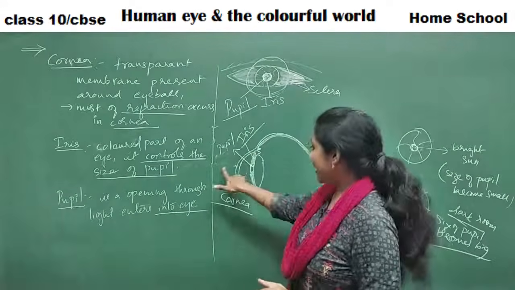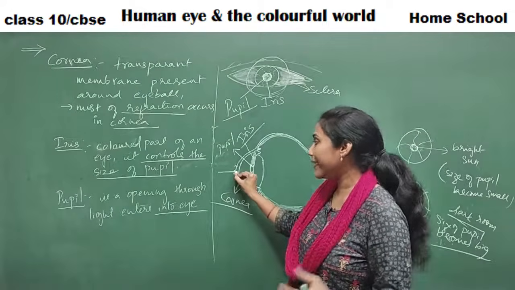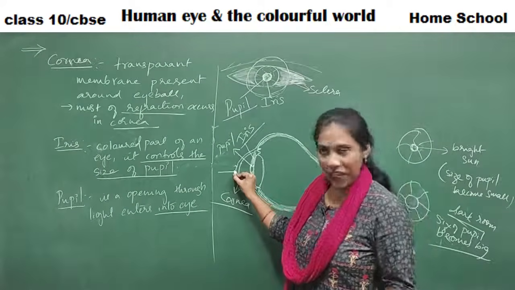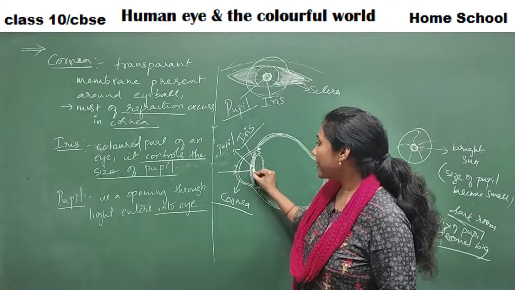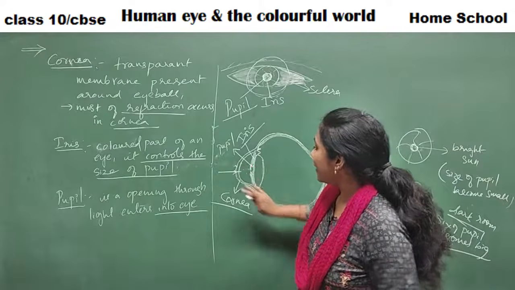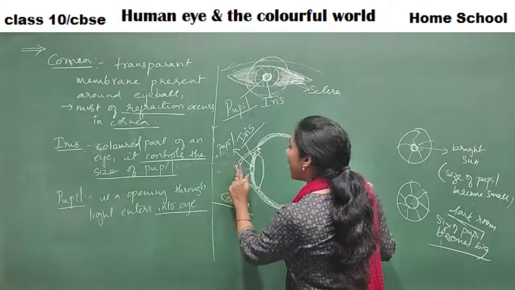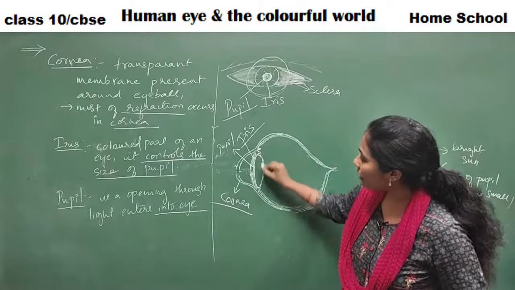First and foremost, light is entering through the cornea. Imagine this is a light ray. It is entering into the cornea. Here, refraction occurred. And after that, light is entering through the pupil. This is the pupil. So once the light enters into the pupil, now what happens? See here, one more structure I have drawn.